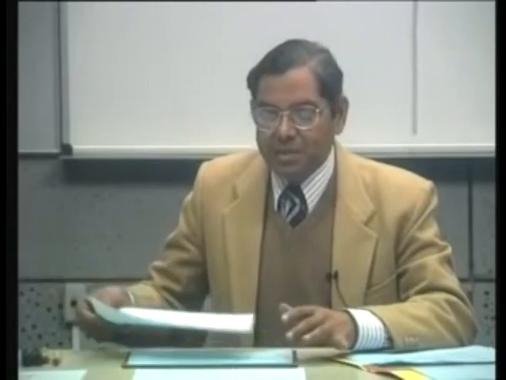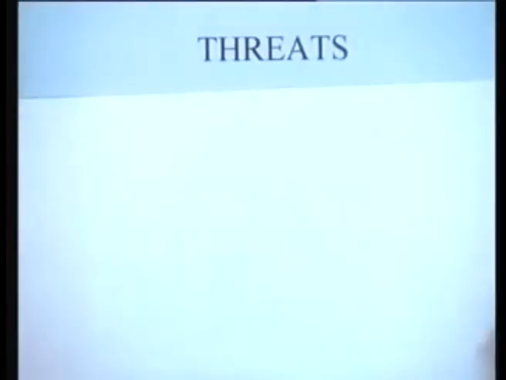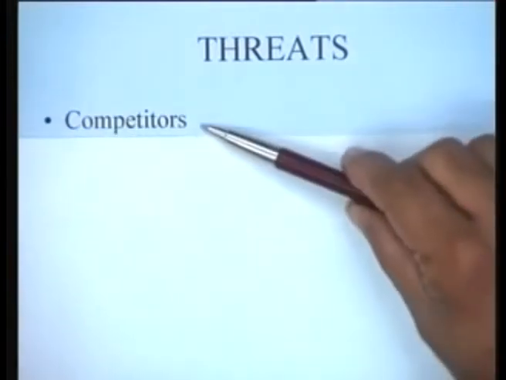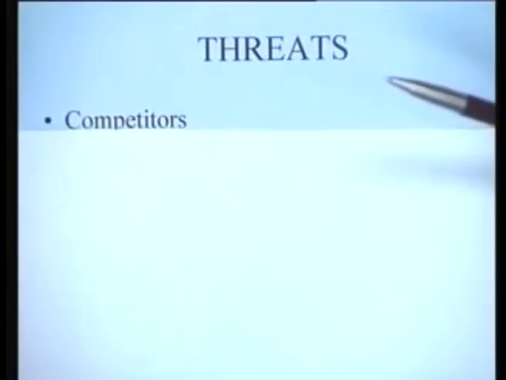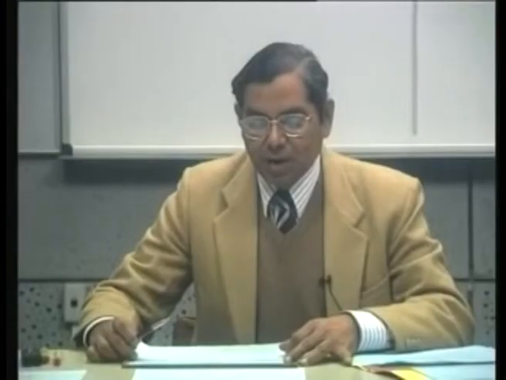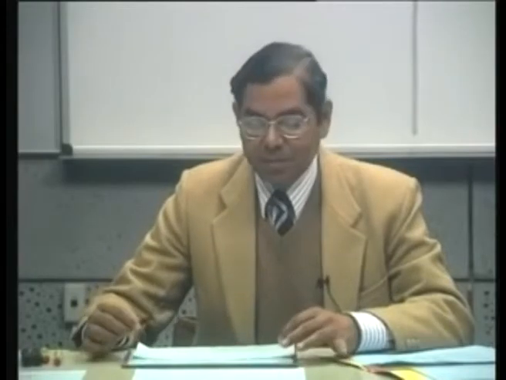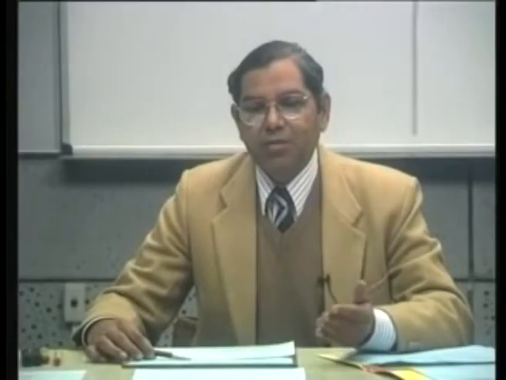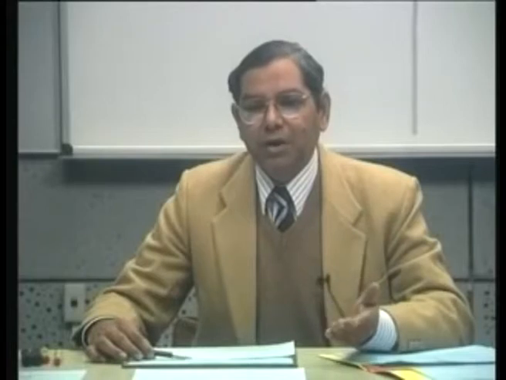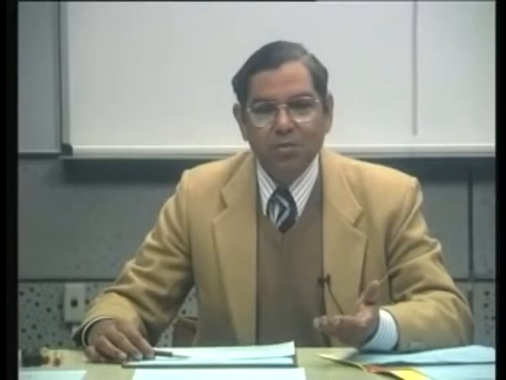I'm just trying to give you some ideas about what could be the typical things that one could talk about in a SWOT analysis. Competitors could be one of the big threats to business, right? New people coming on the scene, multinationals or otherwise, whatever it might be. The poor state of the economy could be a threat because people's buying power is low, they cannot buy products, and therefore, even if you make very good products, because of the poor buying capacity of consumers, there would be no demand.